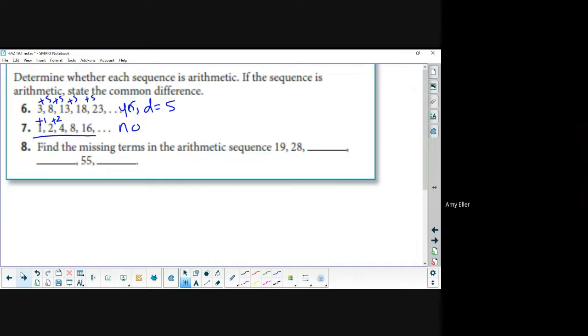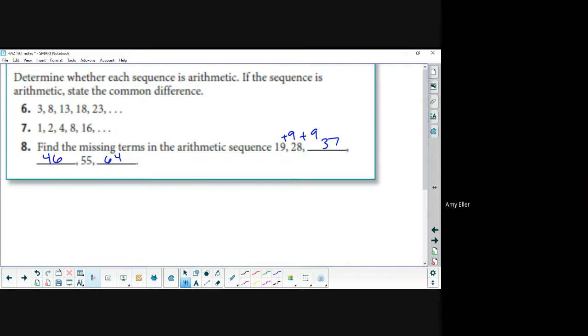Number 8, find the missing term in the arithmetic sequence. So I know for sure because it tells me it's arithmetic. So I'm adding 9, so I better add 9 again. Add 9 again. That one's already given, 64. Anybody do that without a calculator? Very good.